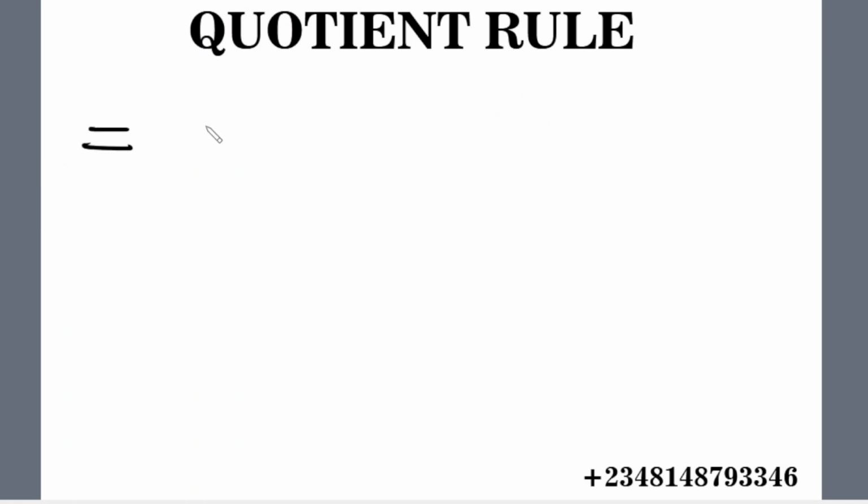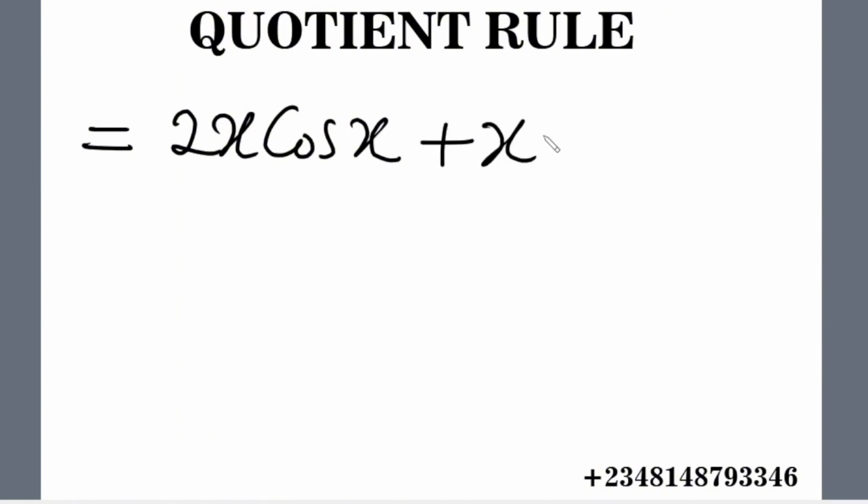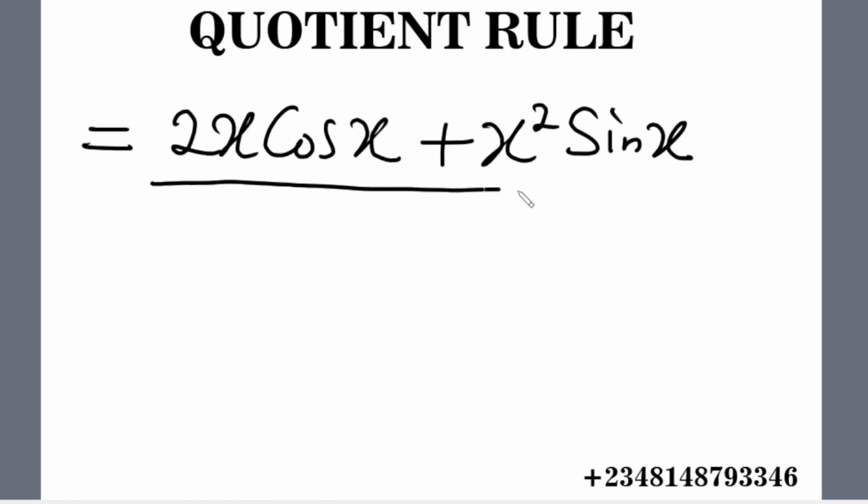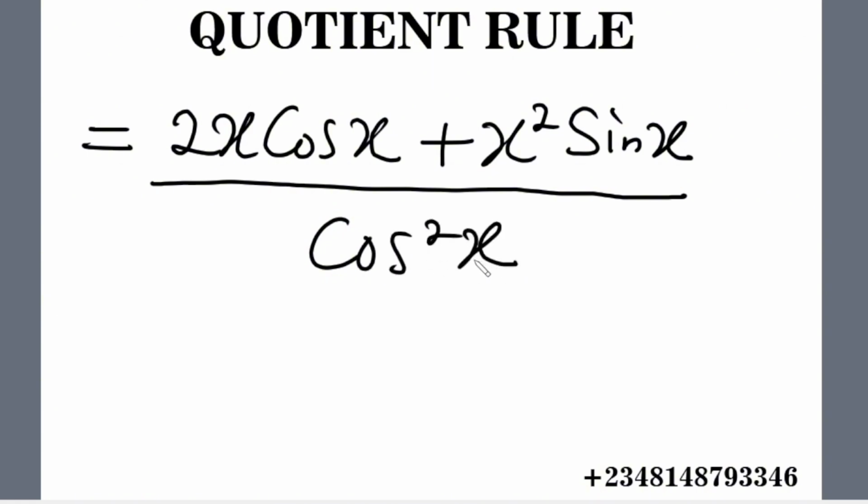So if you multiply through, you would have cos x multiplied by 2x gives us 2x cos x. Negative x squared multiplied by negative sine x gives us positive x squared sine x, all over cos x squared, which is the same thing as cos squared x. So this is how we solve quotient rule problems.